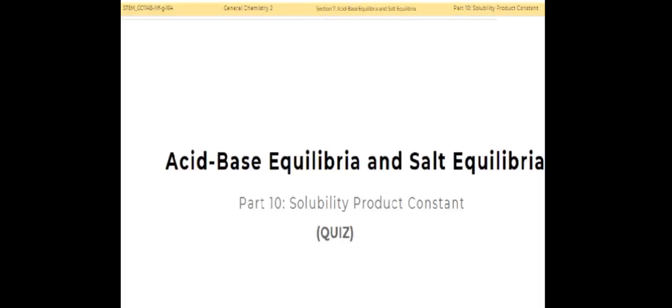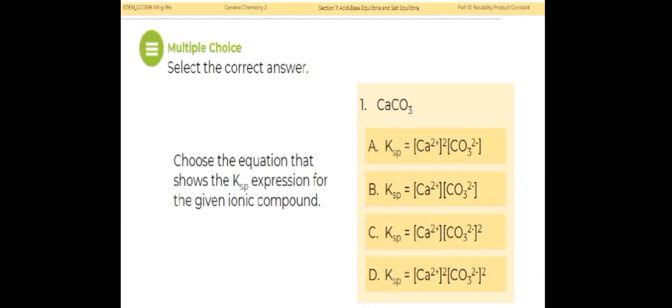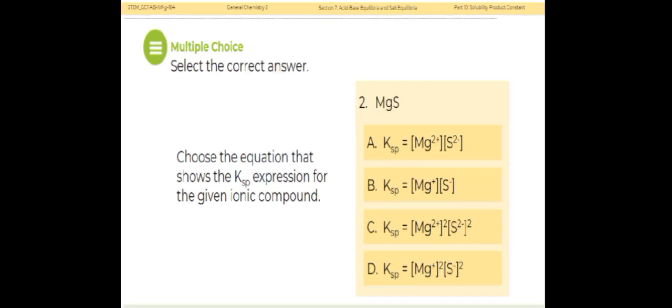So, part 10, solubility product constant quiz. Number 1. Choose the equation that shows the Ksp expression for the given ionic compound. Calcium carbonate. Is it A, B, C, or D? Select the correct answer. Number 2. Choose the equation that shows the Ksp expression for the given ionic compound. A, B, C, or D.